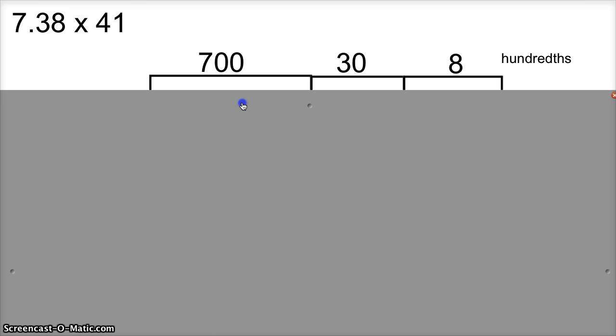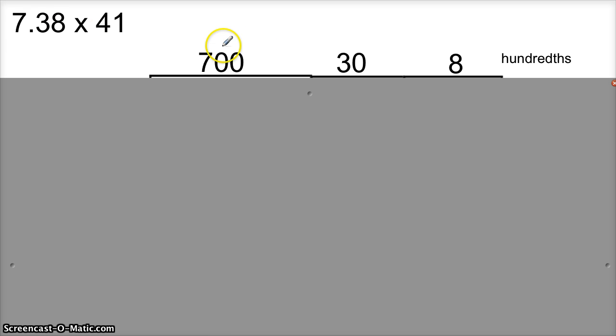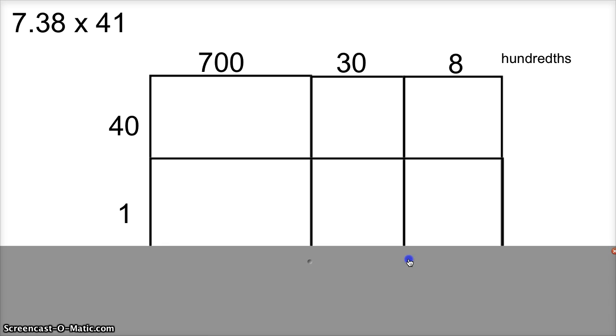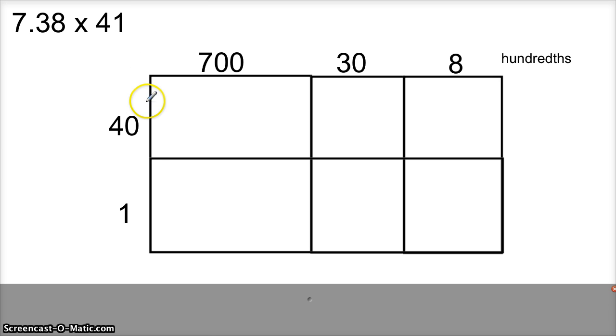Okay, so when you set this problem up, you should have a column for each of those digits. So I have my 700 hundredths, my 30 hundredths, and my 8 hundredths all at the top of my area model, and then I've broken up my 40 into the two digits, 40 and 1, to make it really easy, and I can do all of this math in my head.